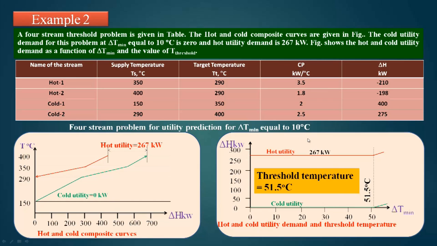So, we should try to design the heat exchanger network within this region, and we should not go to this region, because this will increase our operating cost by demanding hot as well as cold utility. And for this purpose, we have to either purchase the cold utility from outside, or we have to keep cooling towers, which will increase our fixed cost as well as operating cost. So, it is advisable to design the HEN within this limit. So, when we plot this, it clearly tells that my T threshold temperature is 51.5 degree centigrade.